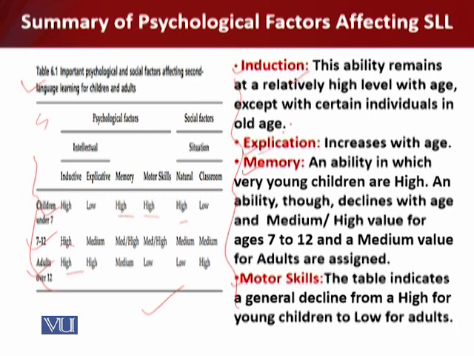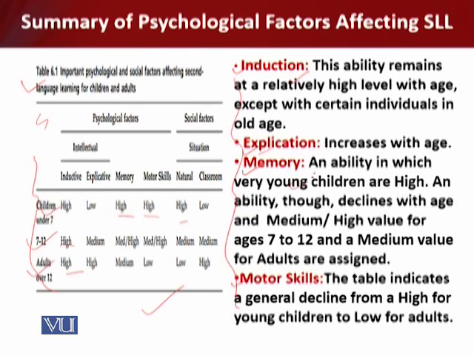Now, explication. We see that this ability increases with age. Young children would have great difficulty in understanding abstract and complex explanation about second language. We thus see a rise from low to high on this variable.